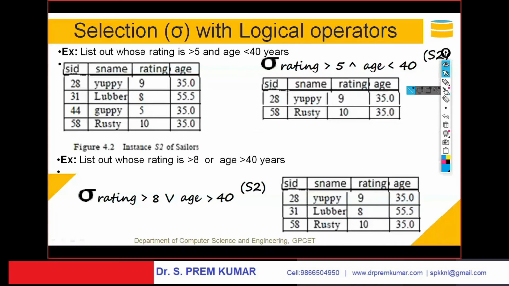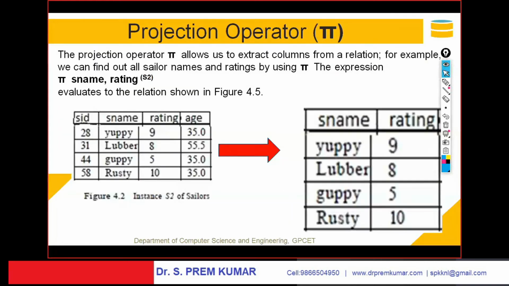Let us proceed to the next concept. This is all about the selection operation. Now we go with the projection operation. It is for vertical fragmentation. I want to project required columns, so we use the projection operation, which is represented by the pi symbol.